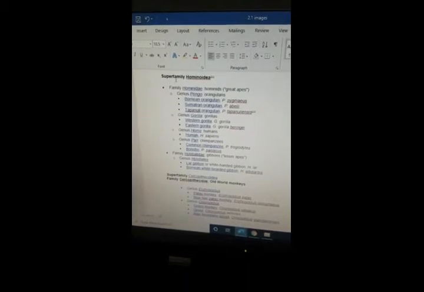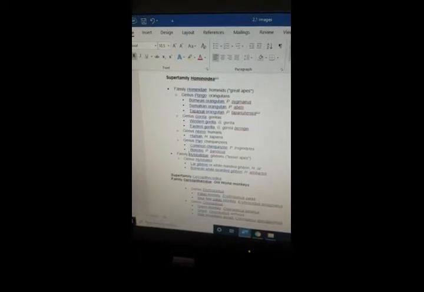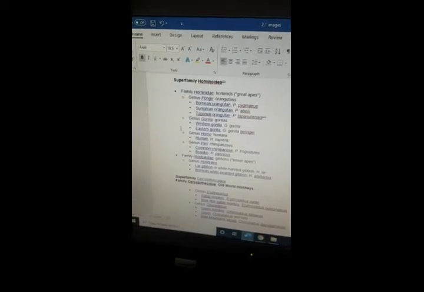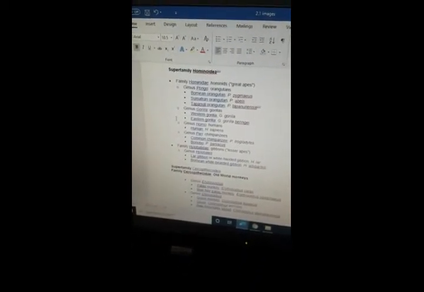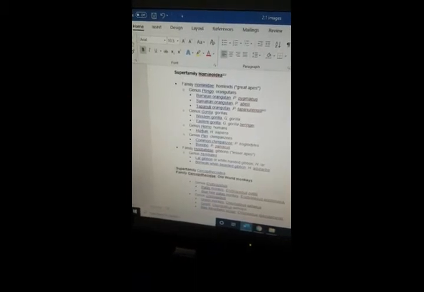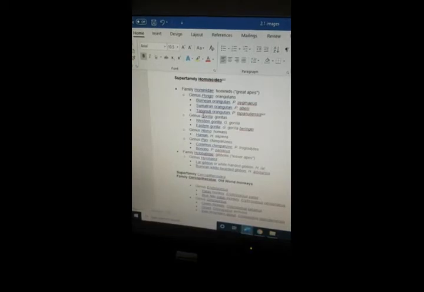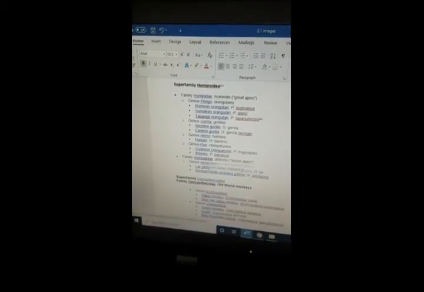Now, within the superfamily Hominoidae, you've got the family Hominidae, the great apes, then you've got the Hylobatidae, the lesser apes, or the gibbons. Now, crucial point to make here. Why is it, for example, that humans, chimps, gorillas, orangutans are in the same family, but the gibbons are in a different family?